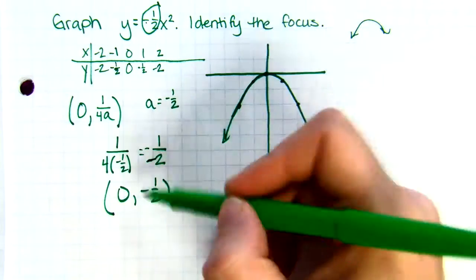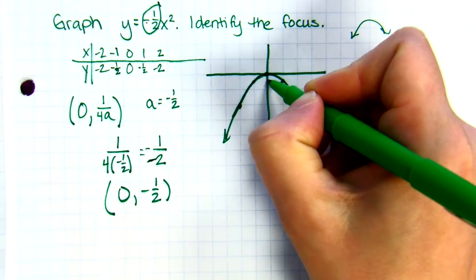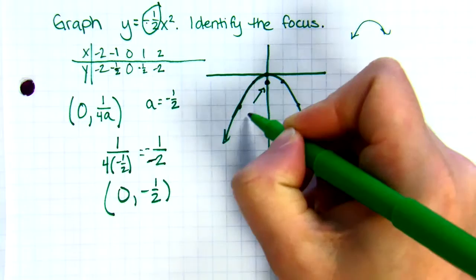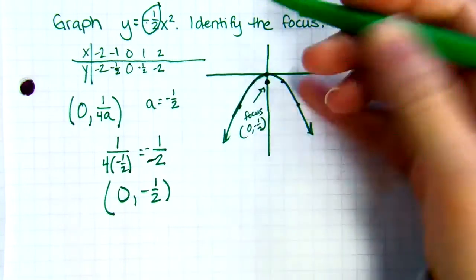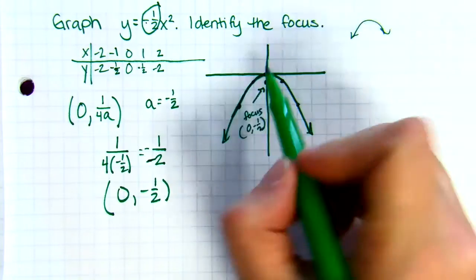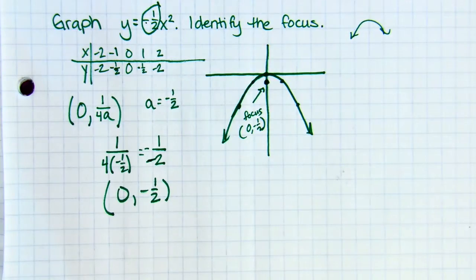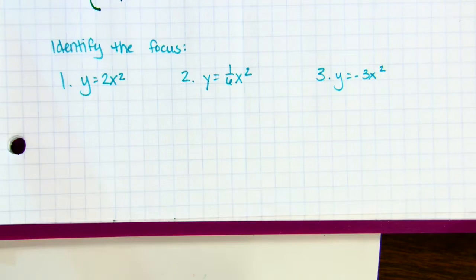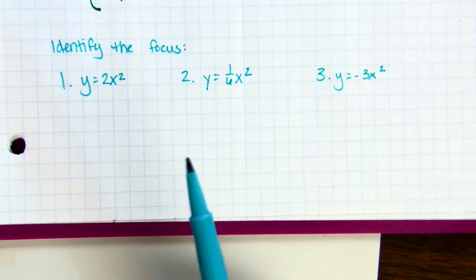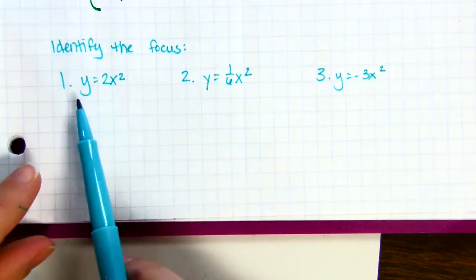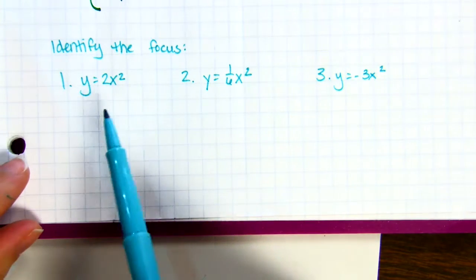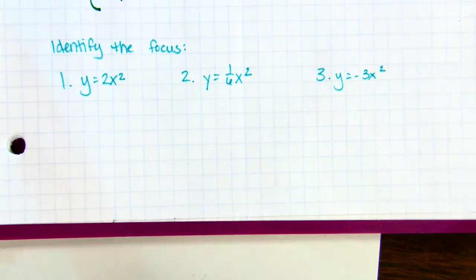So that means that my focus is at 0, -1/2, which is right here. And you can see that it's on the same side of the x-axis as my graph, which is exactly where it should be. For these, try on your own problems. In your book it has you also graph, but I'm just going to have you identify the focus. So go ahead and try and find the focus, or the coordinates of the focus, for each of these, and then hit play and check your answers.